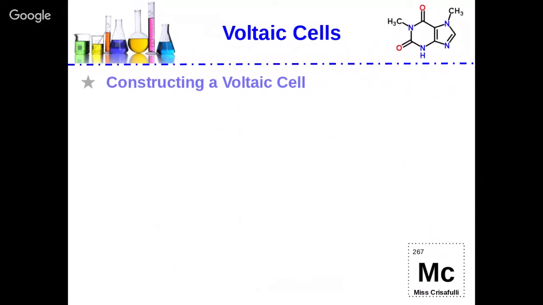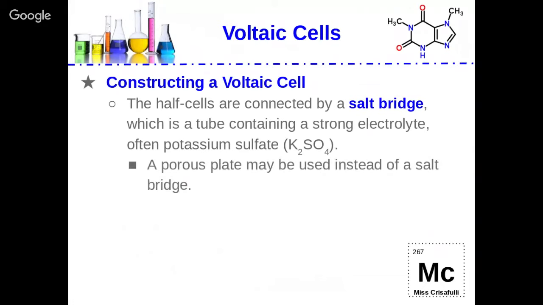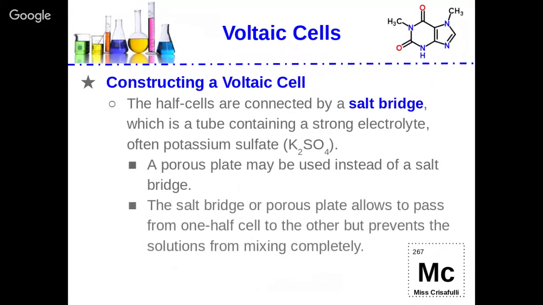The half cells are connected by a salt bridge, which is a tube containing a strong electrolyte, which will allow ions to flow. Often potassium sulfate or potassium nitrate, anything that has a metal and a non-metal, is going to be in our salt bridge. A porous plate may be used instead of a salt bridge. The salt bridge or porous plate allows ions to pass from one half cell to another, but prevents the solutions from mixing completely.